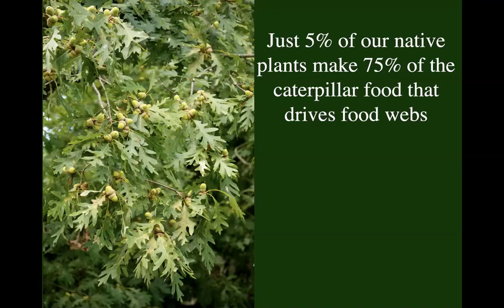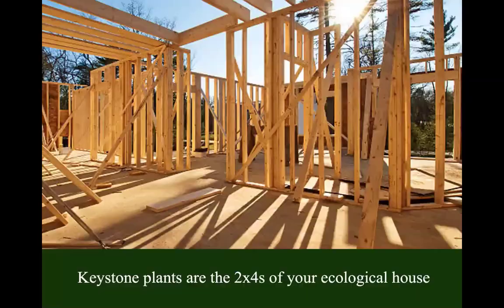14% of our native plants are making 90% of the caterpillar food that drives those food webs. They're critically important. So think of the keystone plants in your yard as the 2x4s in the ecological house that you're building. They're holding up that house. You cannot build a house out of wallpaper. And that's what we've been doing, just using pretty plants from someplace else. You're not finished building your ecological house once you've added your keystone plants, but they're an essential part of it.